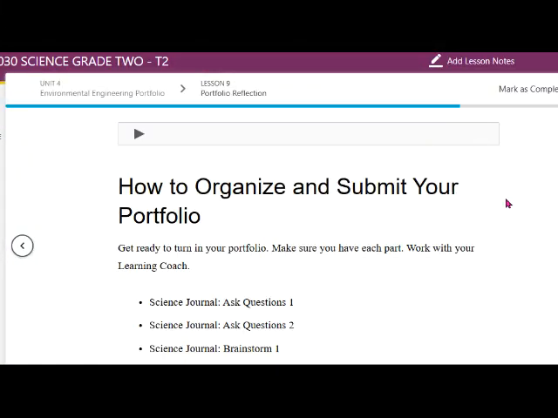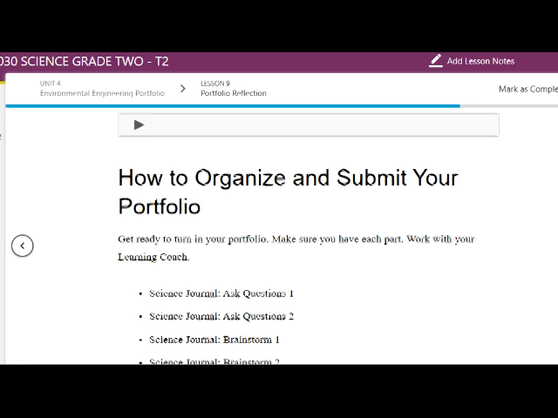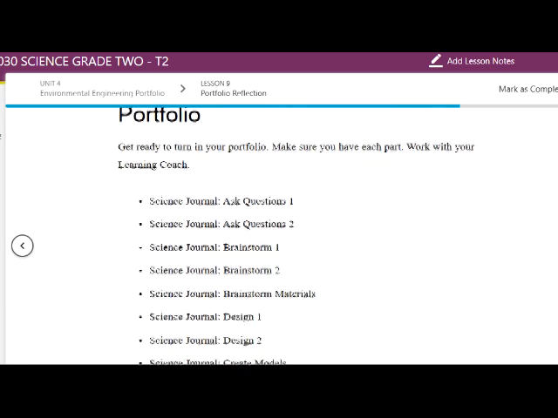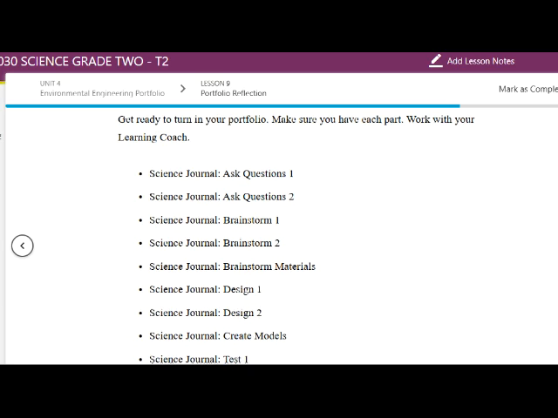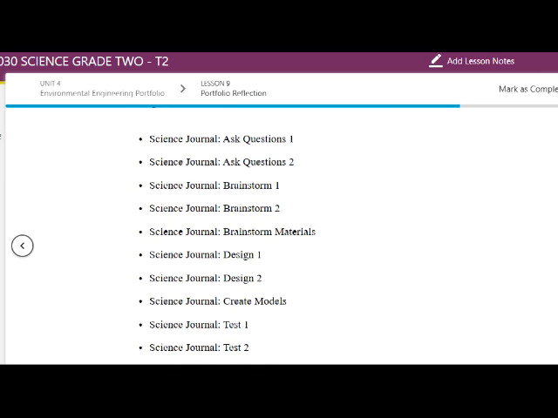And then we're going to look at our rubric really quick, and we're going to make sure that we have everything to submit. It is a lot. Get ready to turn in your portfolio. Make sure you have each part. Work with your learning coach.